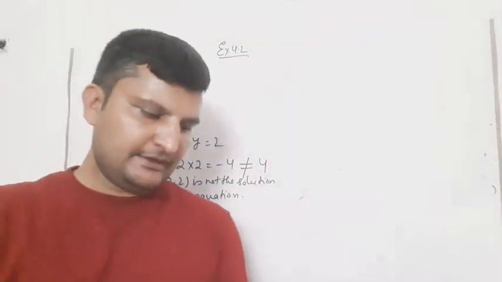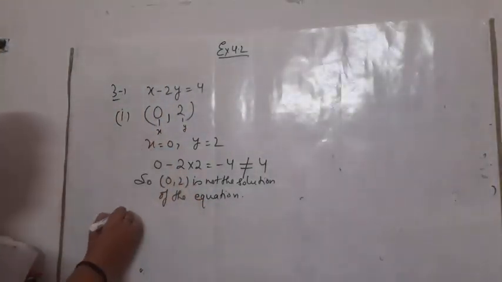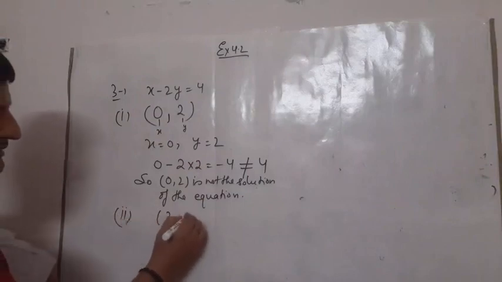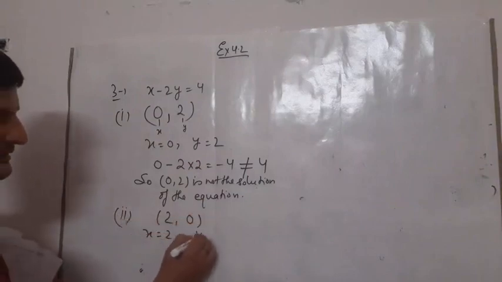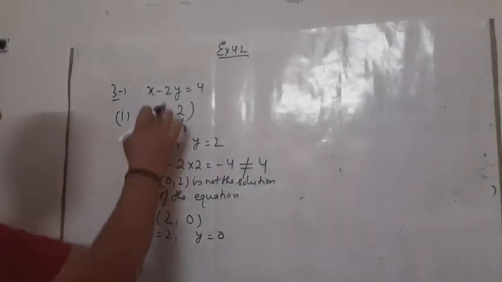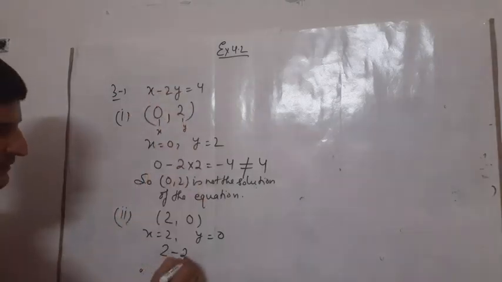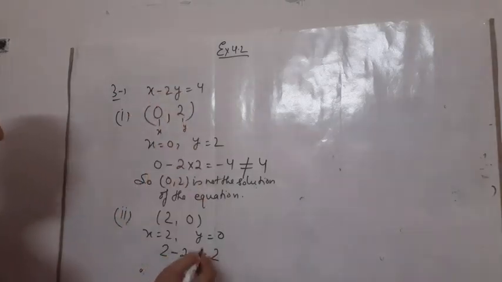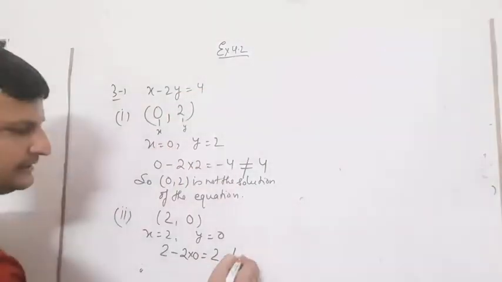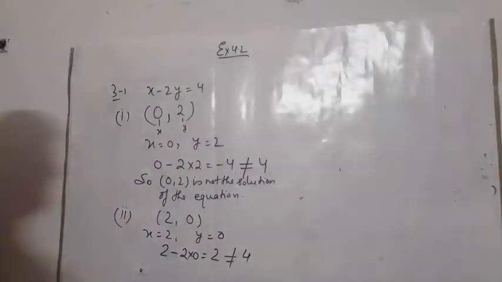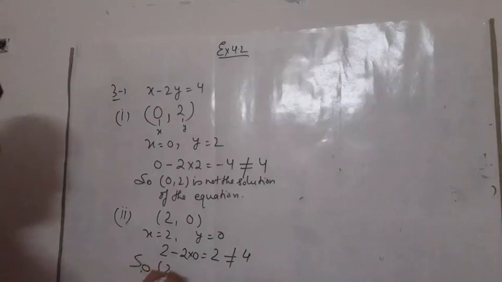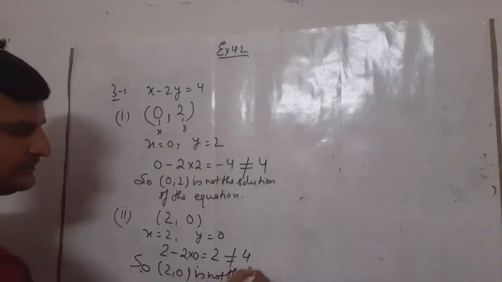Similarly, in second part, second is 2, 0. Now suppose we are putting 2, 0. 2, 0 means here x is equal to 2 and y is equal to 0. So again put the values of x is equal to 2 and y is equal to 0 here. So we will get 2 minus 2 into 0, that will be 2. 2 is not equal to 4. So you can say that left hand side is not equal to right hand side. So you can write in the last, 2, 0 is not the solution of this equation.